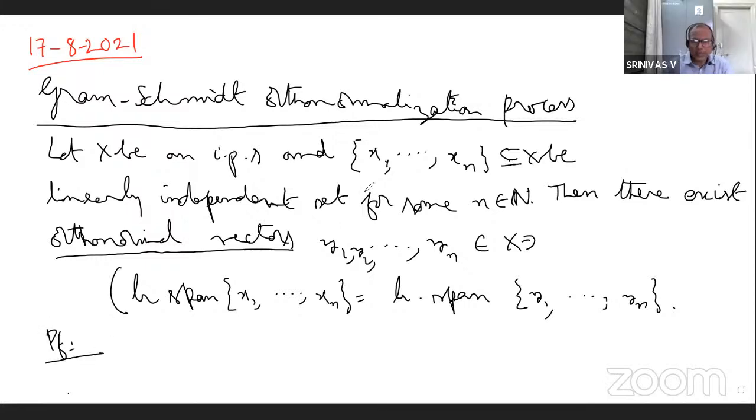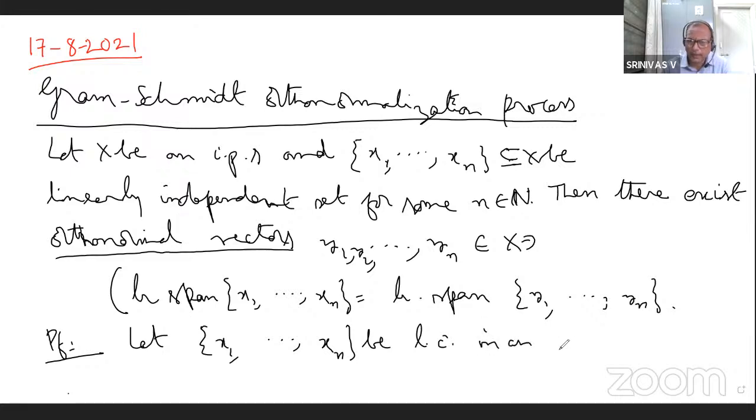Proof. Let us start with x1 up to xn linearly independent in an inner product space X. Let us start with an inner product space capital X, and in that, take a linearly independent set for some natural number n. Now we will construct these orthogonal vectors. We start like this.